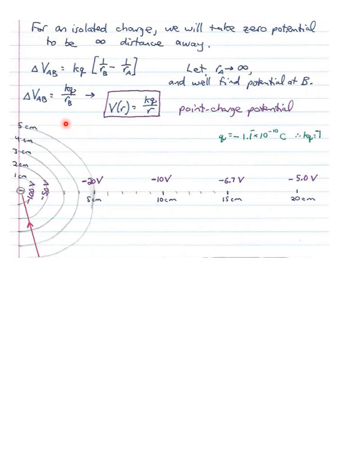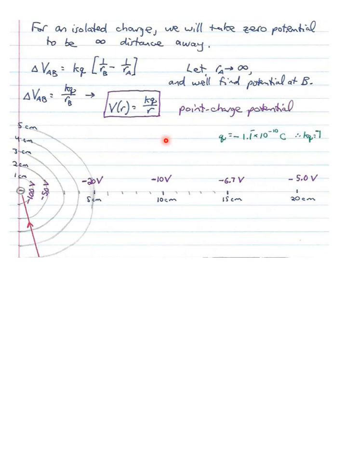So that equation becomes the voltage difference between A and B is simply kq over rb, which means when we want to find the voltage or the electric potential at a certain point, and again, we are specifically talking about a distance from some isolated point charge, we say that the voltage at some distance r is kq over r, where q is that charge, k of course is the Coulomb constant, and r is your distance.